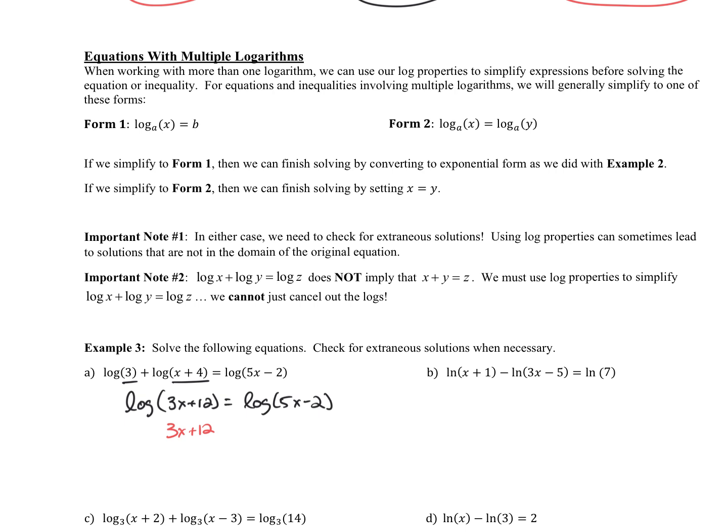And so now we'd have 3x plus 12 is equal to 5x minus 2. I'm personally going to think about bringing my 3x to the right and then my 2 to the left. And so then I'd end up with what? 14 is equal to 2x, and x would equal 7. Now, this is where we need to back substitute it, and it's not going to take very long.